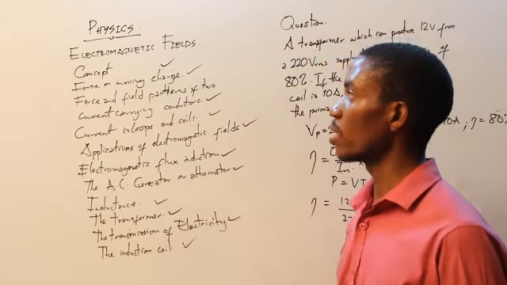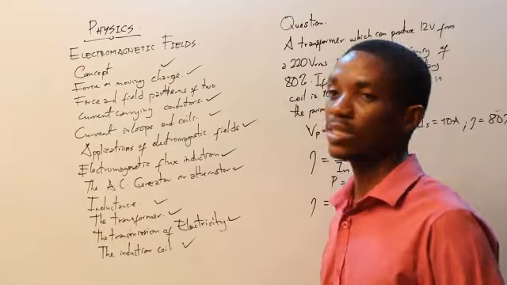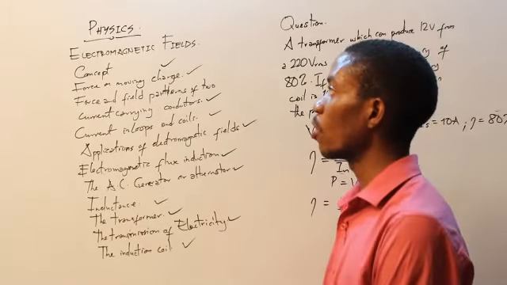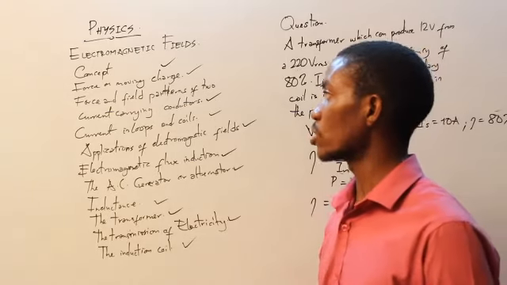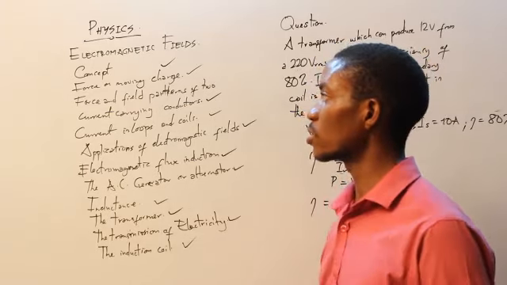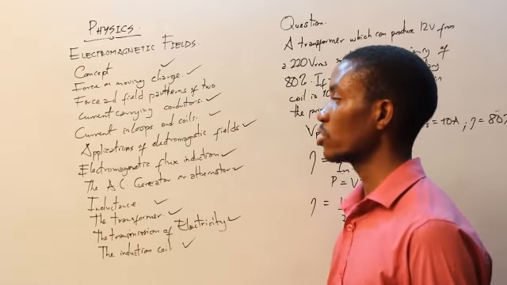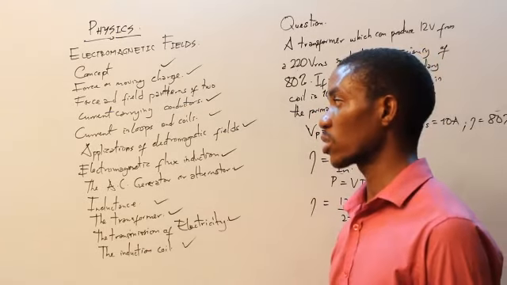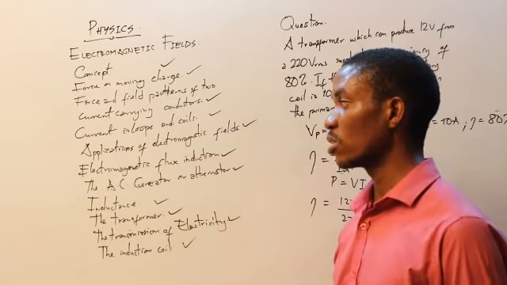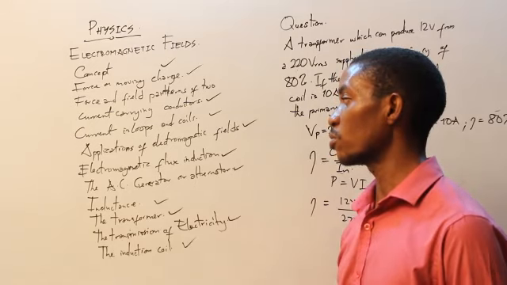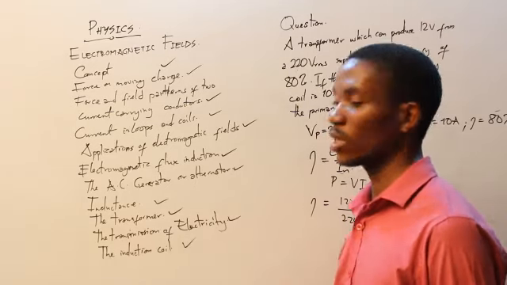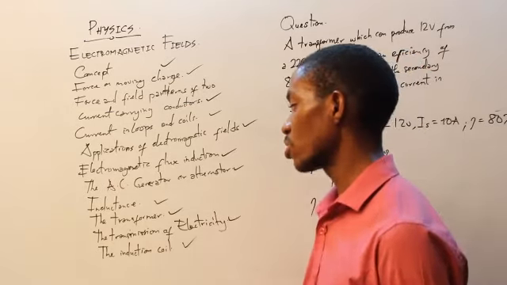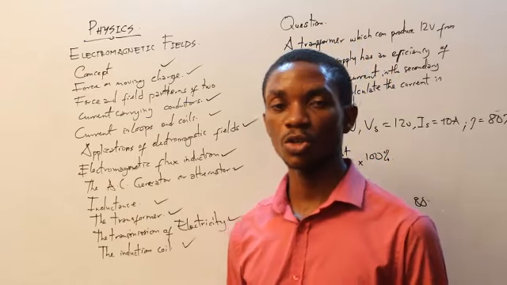In this particular topic, we have considered electromagnetic fields, and we talked about the concept of electromagnetism. We looked at the force on a moving charge. We considered the force and field patterns of two current-carrying conductors. We also looked at currents in loops and coils. We talked about the application of electromagnetic fields, electromagnetic flux induction. We looked at generators, inductance, transformers, also the transmission of electricity and the induction coil.